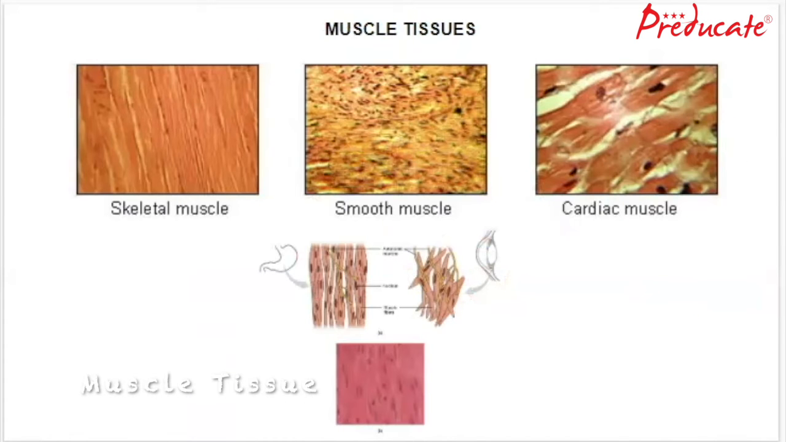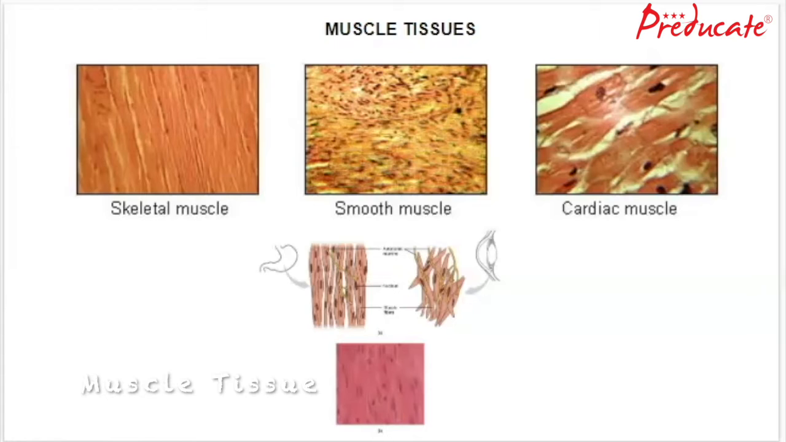Next, we are going to study about the muscle tissues. Muscle tissues are specialized tissues for contraction. The cells are elongated and are also known as muscle fibers. They contain the contractile proteins, actin and myosin, which interact to shorten and elongate the cells.